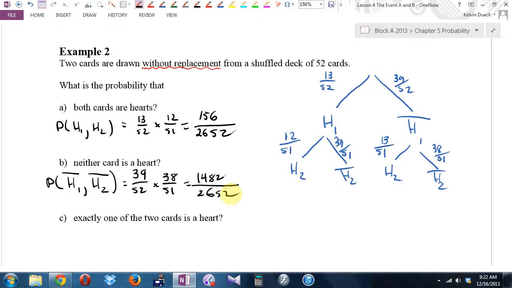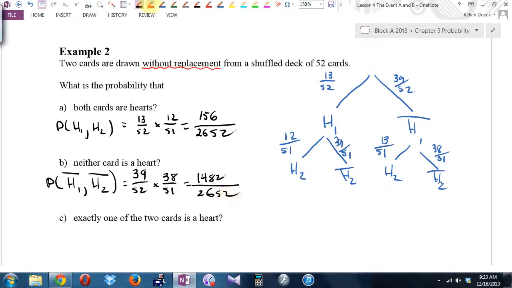Roy, can you read C to me? Exactly one of the two cards is a heart. Ah, one but not both. Okay. I think that's more than one branch, isn't it? So I'm going to use the check mark method. I'm going to put a check mark underneath the appropriate branches.